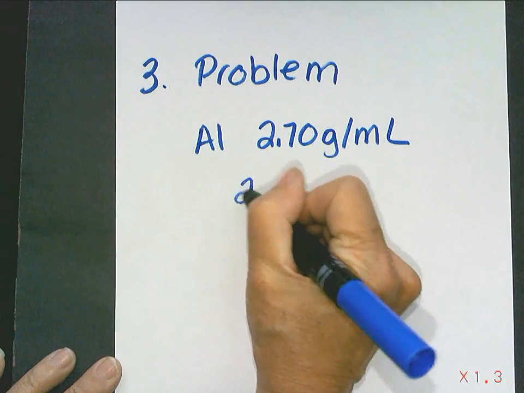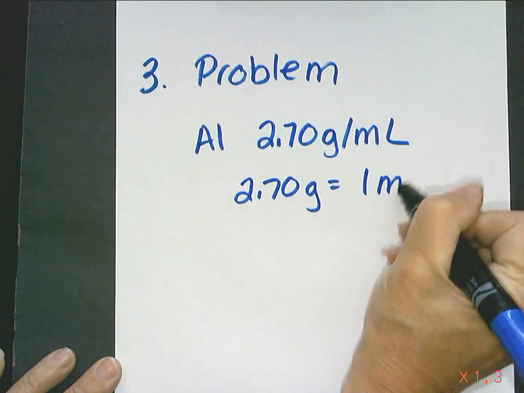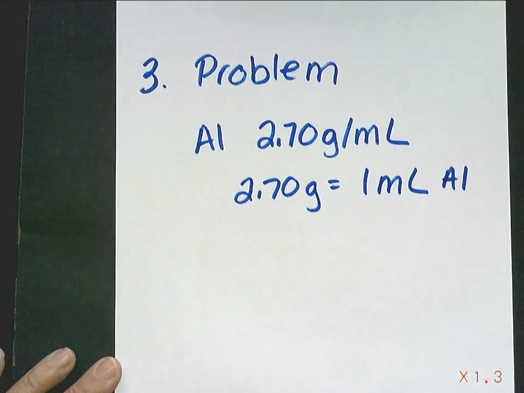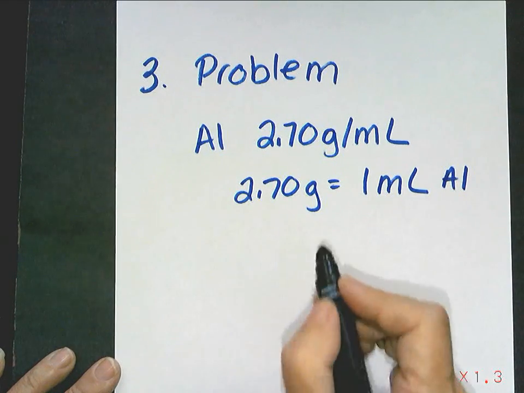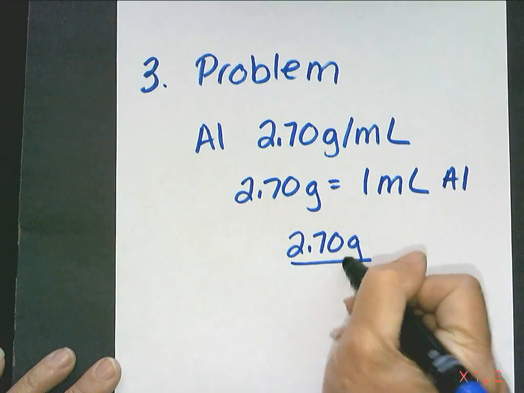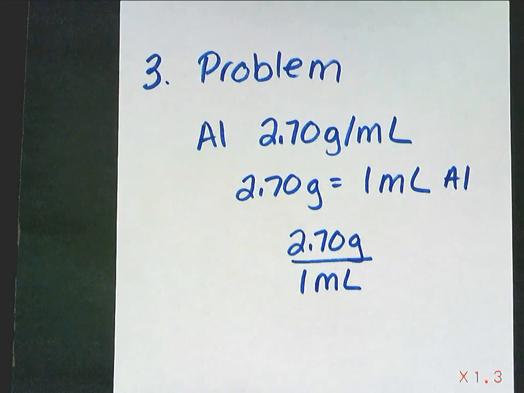So that means that 2.70 grams for aluminum equals 1 milliliter for aluminum. And you might want to put that down for aluminum. And we can turn this into a fraction also. So 2.70 grams can go over 1 milliliter, depending on if I want to cancel grams or milliliters. So look in the problem, read it carefully. Do they give you any equivalencies?